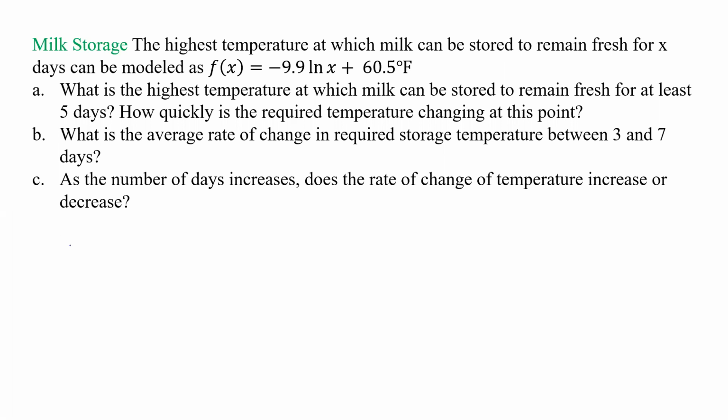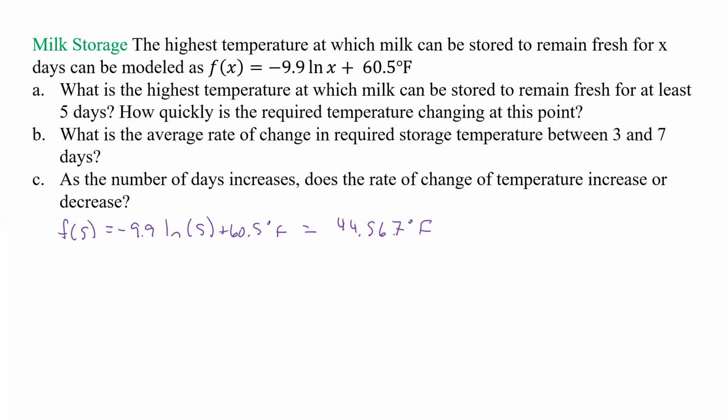All right, well, what we need to do is f of 5, okay? So that should give us the highest temperature. And so that's going to be negative 9.9 times ln of 5 plus 60.5 degrees Fahrenheit. And so if we plug that into our calculator, we get negative 9.9 ln of 5 plus 60.5. And that tells us a temperature of 44.567 degrees Fahrenheit.